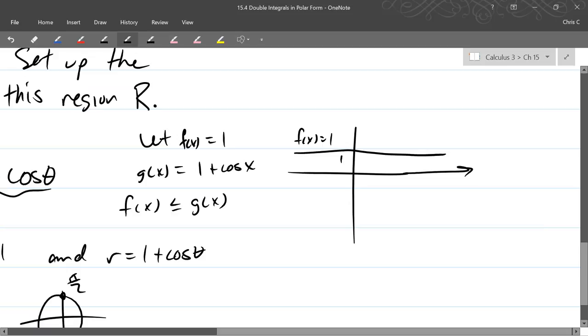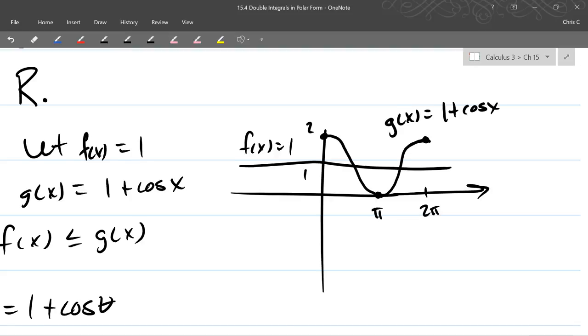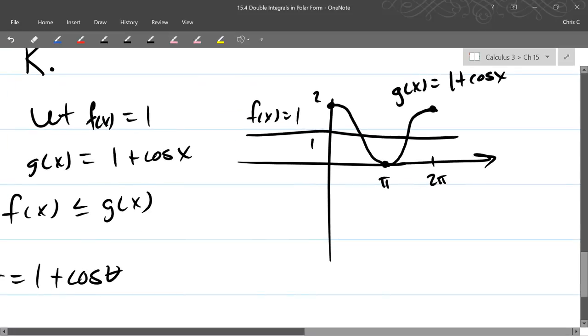Now cos x plus 1, that's the cosine function, but shifted up 1. So cosine starts normally at 1. We're going to start this one up at 2. And then it goes, ends at 2. In the middle is pi, 2 pi, that is g of x is 1 plus cos x. So I'm just taking the two functions, a little bit weird, I'm graphing them in rectangular coordinates. I'm doing this because it's easy to graph in rectangular coordinates.